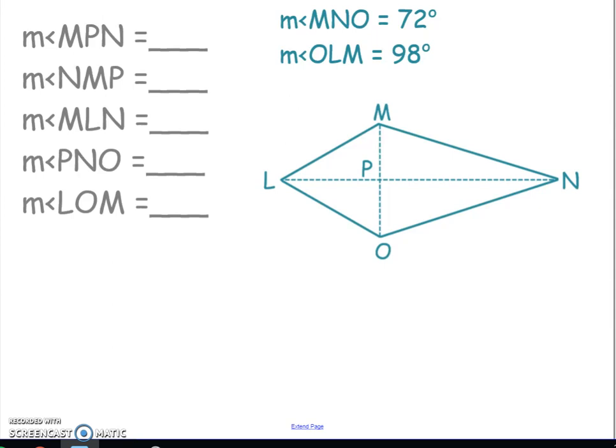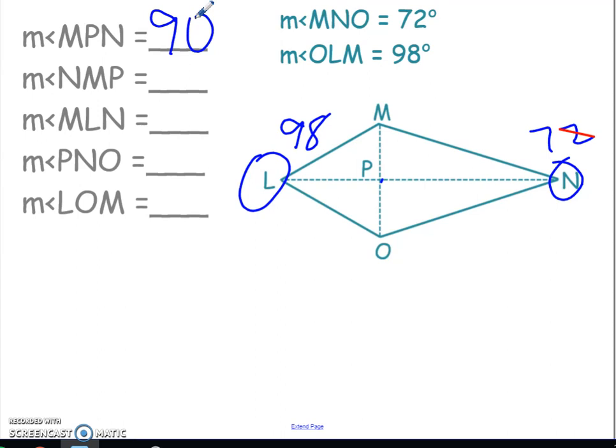Okay, so M and O, this whole angle down here is 72. And then O, L, M, this whole angle is 98. Well, anything with a P in the middle is 90 degrees. I got that one. N, M, P, okay, M, L, N. So to find these two pieces, it's just half of 98 because that long one bisects the angles. So these are 49.